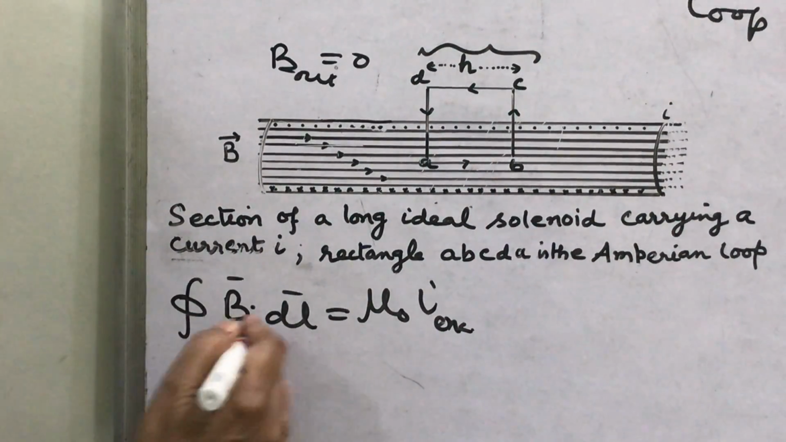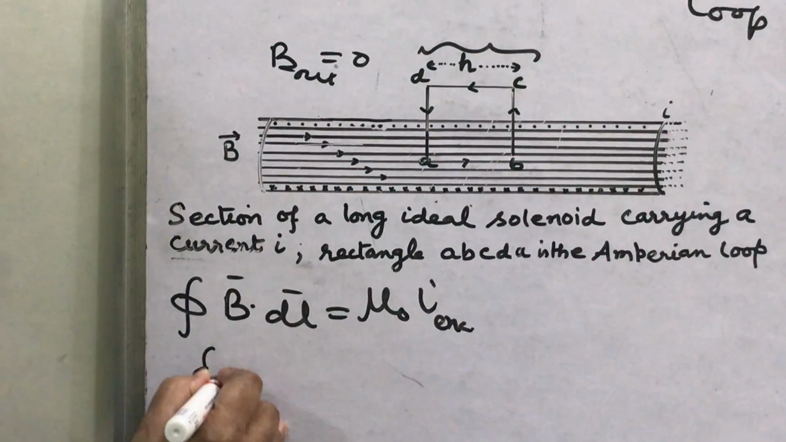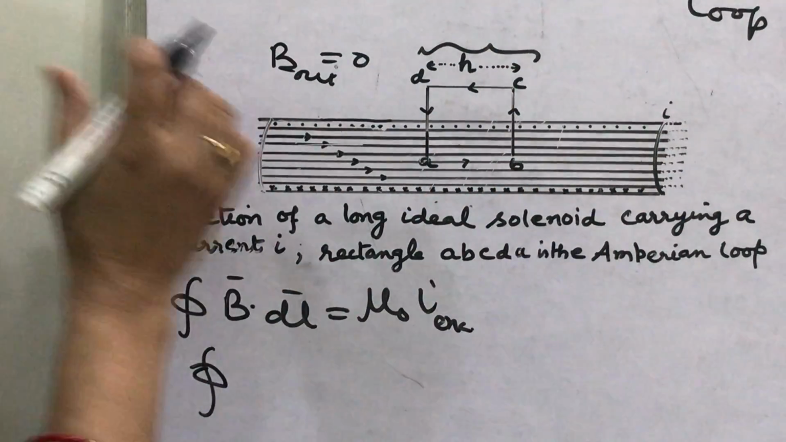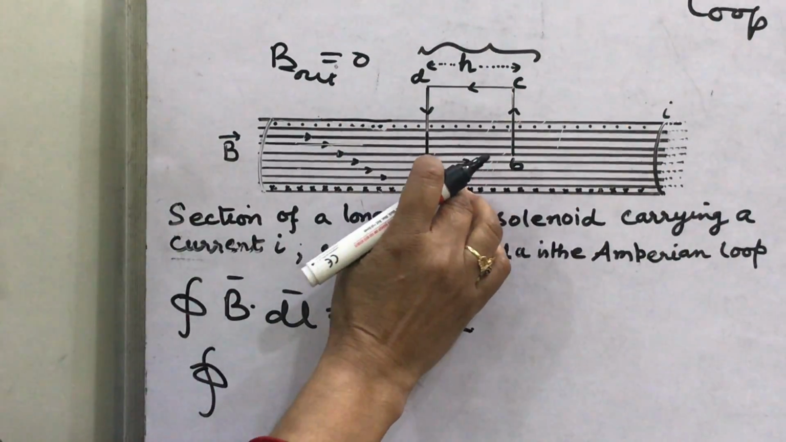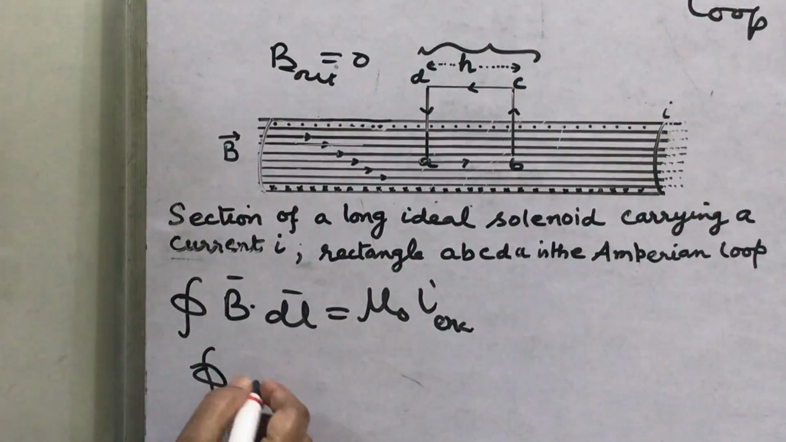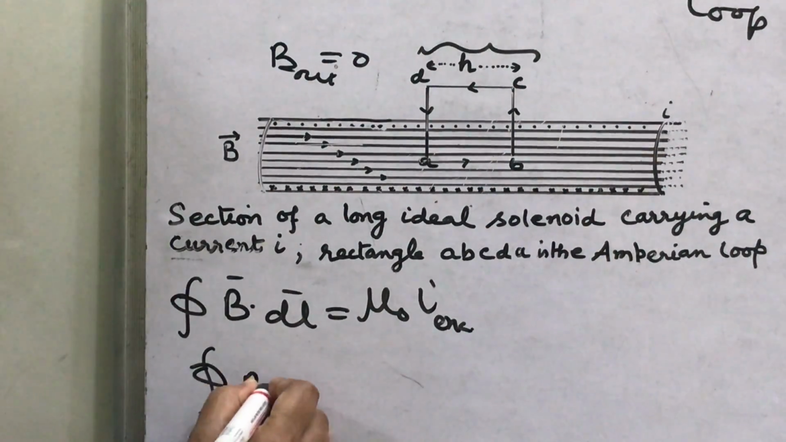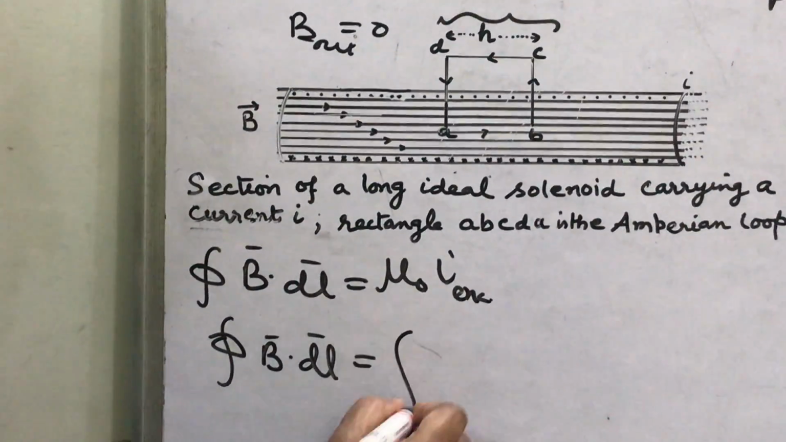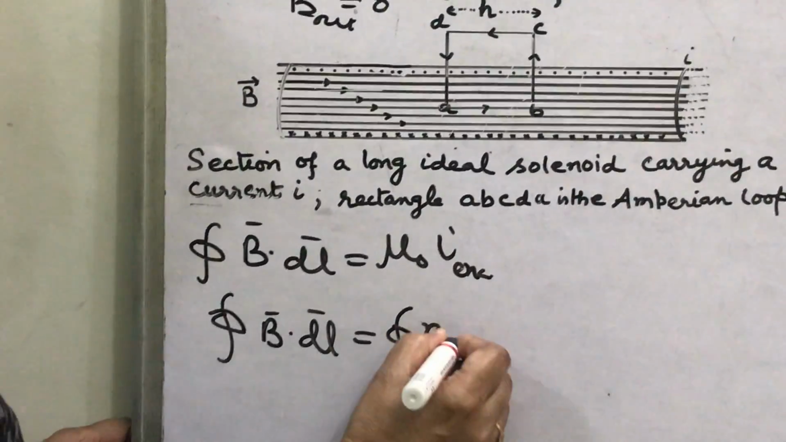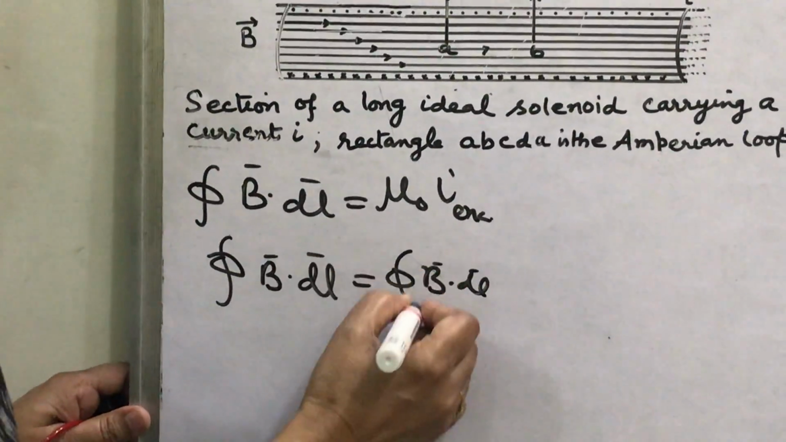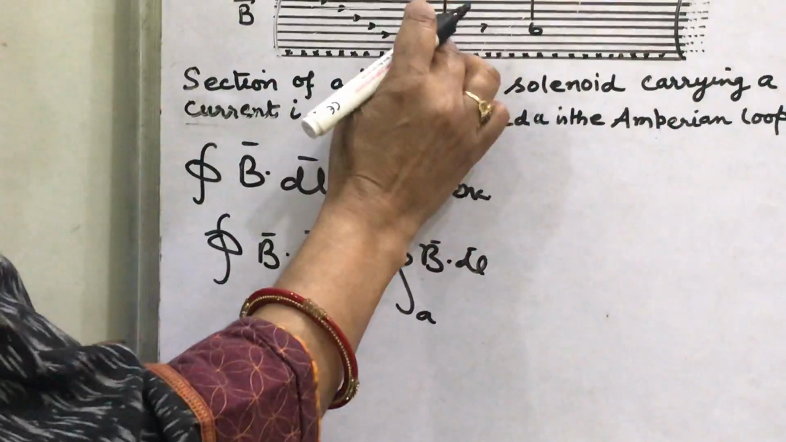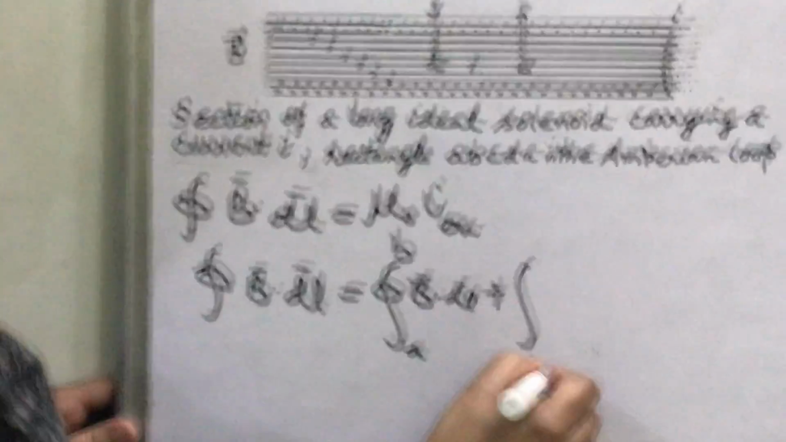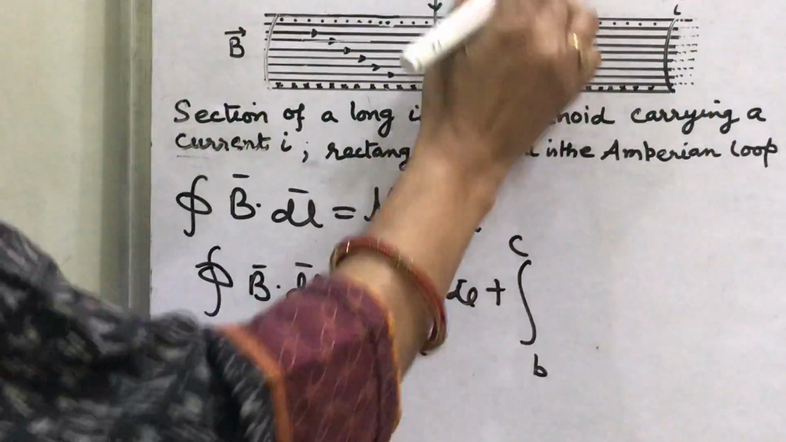Look, this Ampere's circuital law is applied by considering this Amperian loop in the long solenoid, this is A, B, C, D, A. So for the Amperian loop, we can write the LHS, the closed integral of B dot dl, as made up of B dot dl from A to B for this Amperian loop, plus B dot dl from B to C for this side.